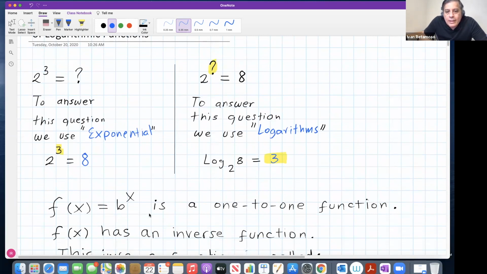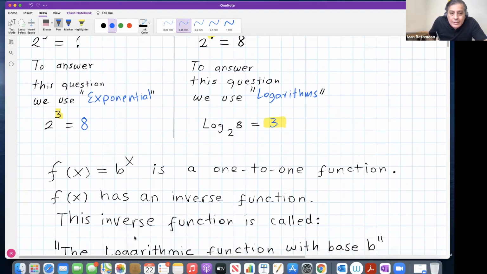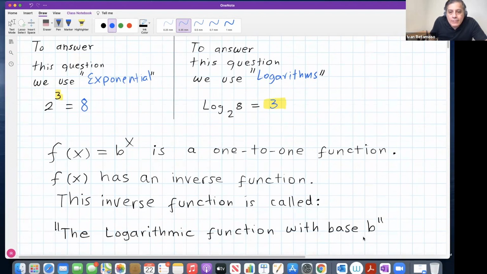f of x equals b to the x is a one-to-one function, right? Remember yesterday we explained that exponential functions come in 2 shapes, increasing or decreasing, but in both shapes, when you apply the horizontal line test, they will pass the horizontal line test, so they are one-to-one functions. So they have an inverse function, an inverse that can be inverted. This inverse function is called the logarithmic function with base b. It's the inverse function of this exponential function, right?